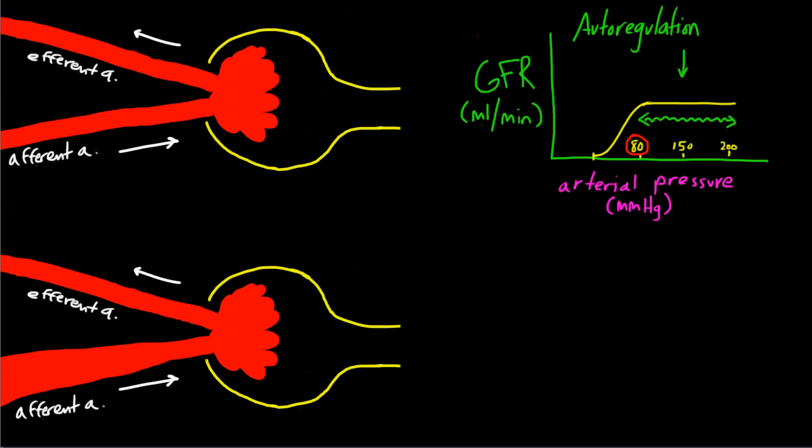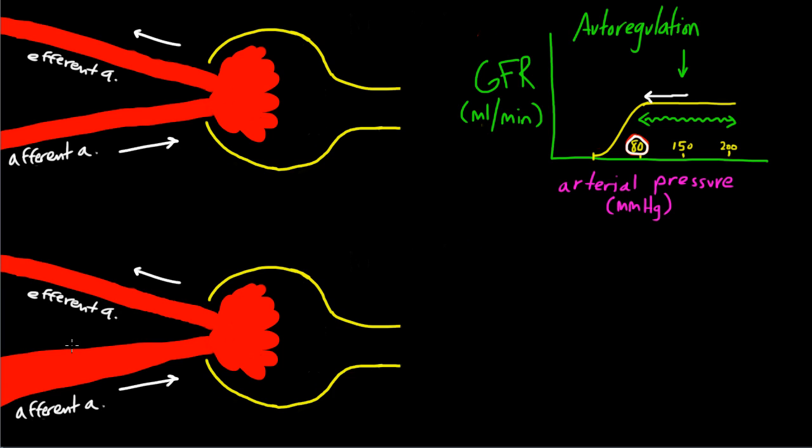Now let's look at what happens when there is a reduction in mean arterial pressure. When there is a reduction of mean arterial pressure, say from 150 millimeters of mercury to 80 millimeters of mercury, if there were no compensatory mechanisms, the hydraulic pressure within the glomerular capillaries, PGC, would fall, and therefore GFR would fall. However, there is a compensatory mechanism.